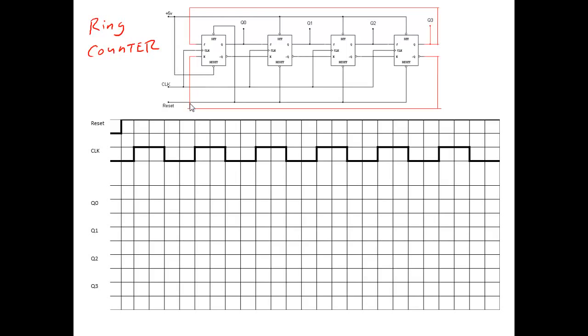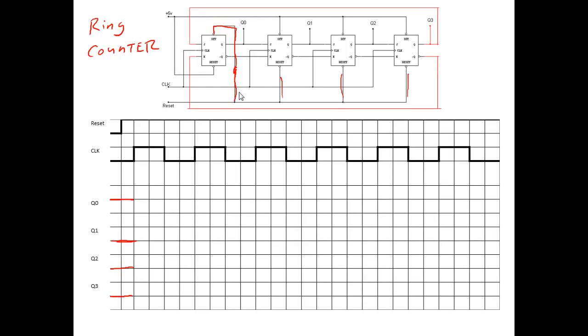And for this one, you'll notice that the clock's going to all of them. Q goes to J on each one of these, so there's no inversion or anything like that. Clock goes to all of them. But you'll notice this reset line goes up here to where it goes to set, reset, reset, reset. So in reality, Q0, since we're setting the first one, it's going to start high. The other ones are going to be reset, so they're going to start low.